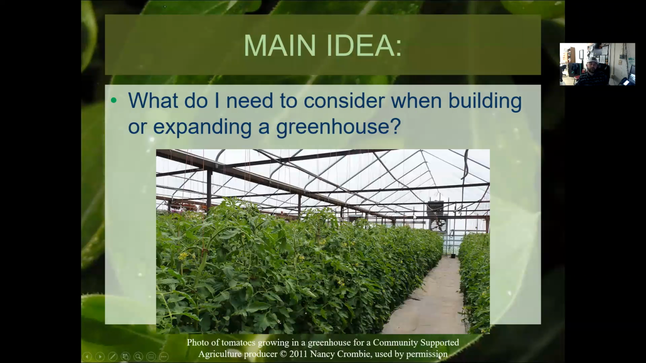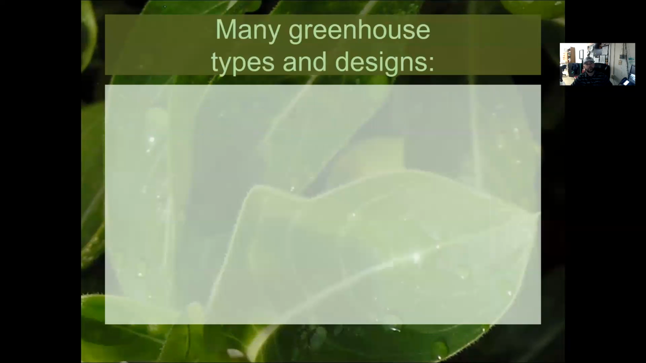The main idea here is, what do you need to consider when you're building or expanding a greenhouse? As you can see here, this is a nice picture of some tomatoes growing in a fairly large greenhouse. You'd see a greenhouse like this attached to a school like Central Westmoreland down in Newstand. Ours is a little bit similar, but ours is a little bit taller. It takes a little bit more sunlight and has a different type of heating system, but we'll get into that.